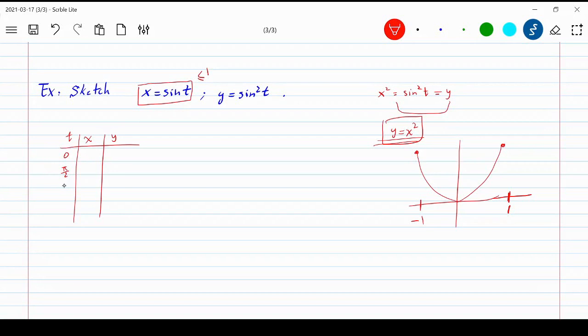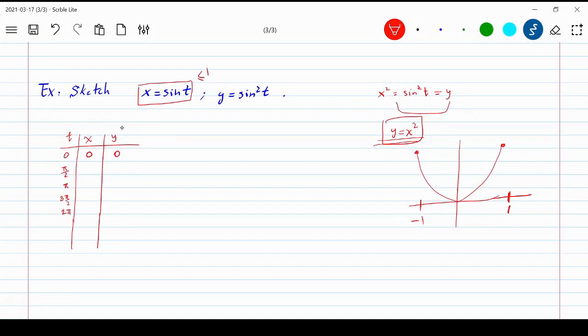What else do we have? We have pi, 3 pi over 2, 2 pi, and so on. You can continue. You can pick more angles like pi over 4, pi over 6 to see what happens. But if you let t be 0, what do you get? The sine is 0. Sine squared would similarly be 0.